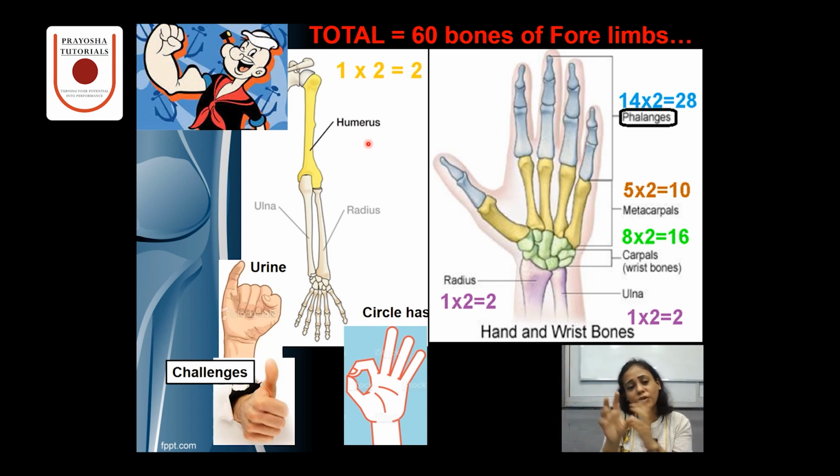So, it's a funny cartoon. It was a funny act. So, that way we can remember the name of the bone here: humerus. Now, below the humerus, we have the ulna and radius.